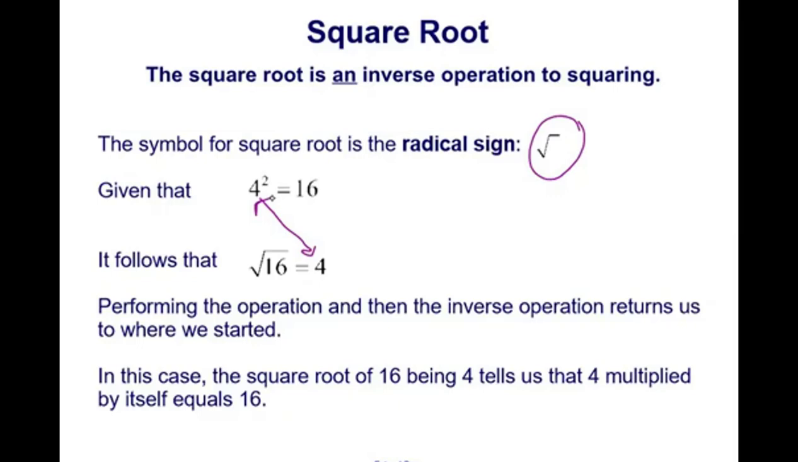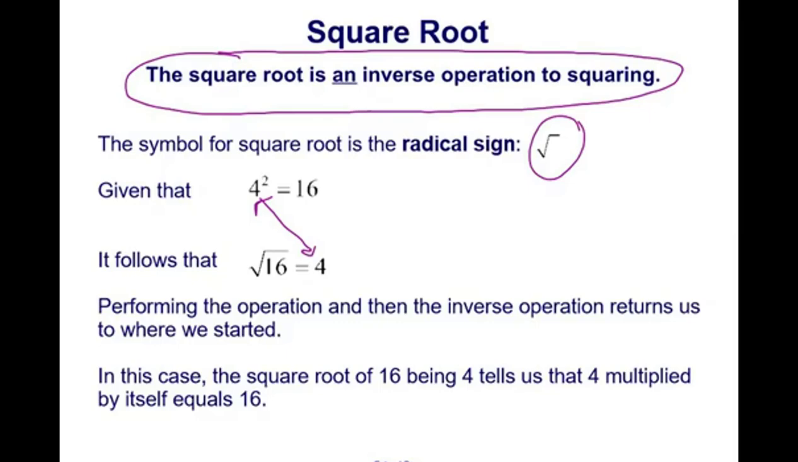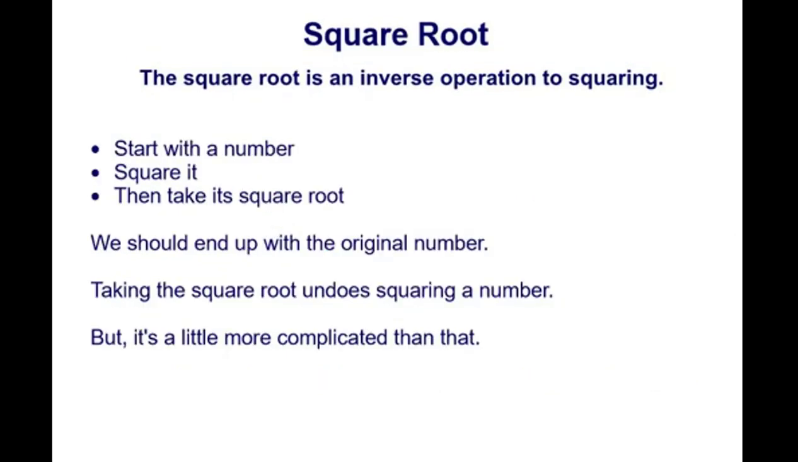In this case, the square root of 16 being 4 tells us that 4 multiplied by itself equals 16. You can go back and forth with that meaning because, again, the square root is an inverse operation to squaring. So when we are finding a square root, we start with a number, we can square it, and then we take its square root. We should end up with the original number. Again, that's our whole definition of an inverse operation. Taking the square root undoes squaring a number. But it's a little more complicated than that.